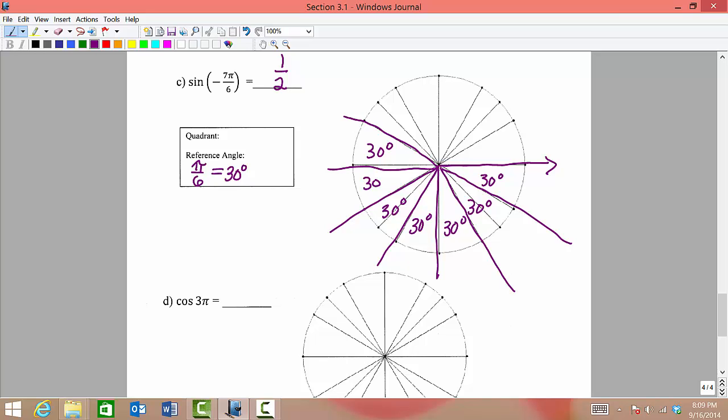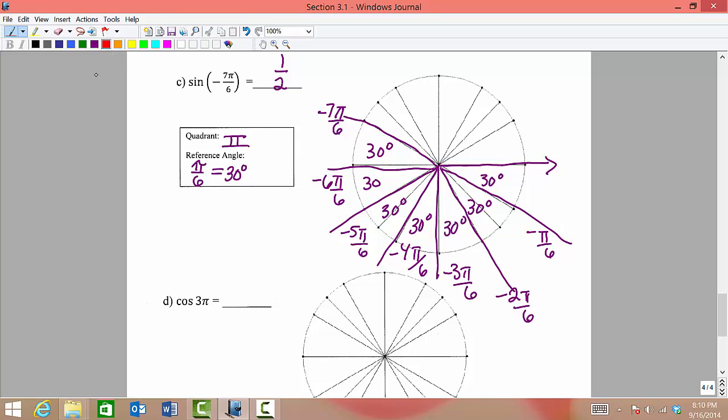So 7 segments of 30 degrees going in this direction. That would be the same thing as going in the direction, let's say 30 degrees is pi over 6, so that would be minus pi over 6, minus 1 pi over 6, minus 2 pi over 6, minus 3 pi over 6, minus 4 pi over 6, minus 5 pi over 6, minus 6 pi over 6, minus 7 pi over 6s. So we can tell that we are located here in quadrant 2.